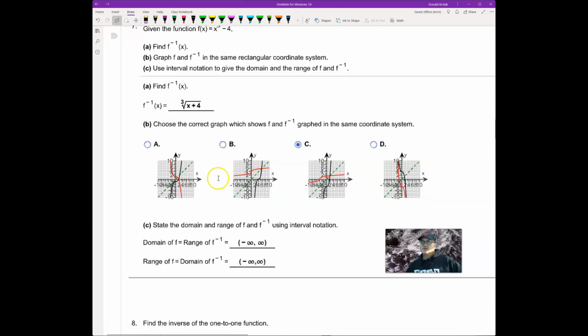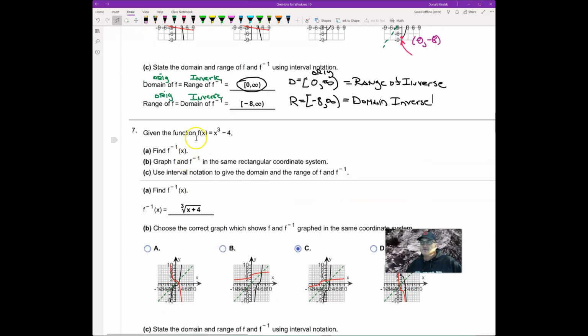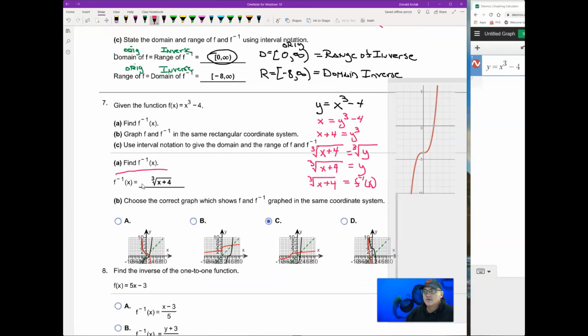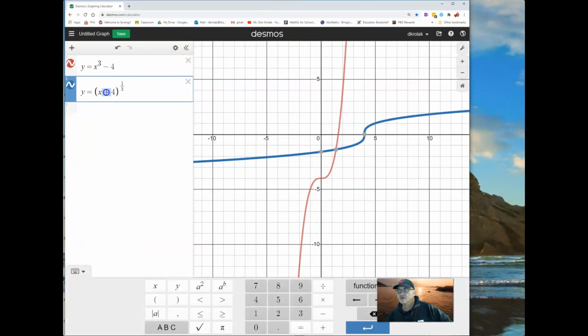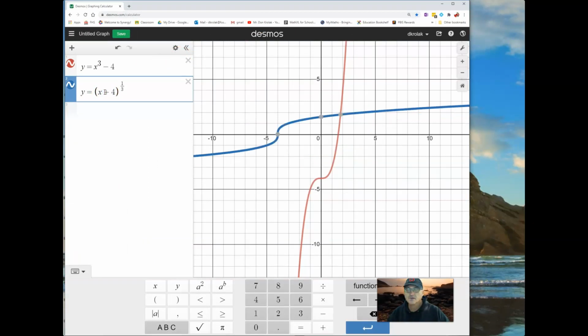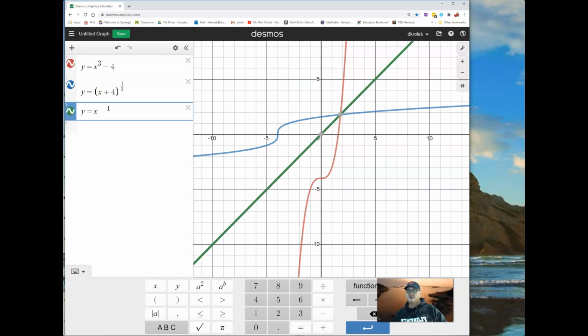All right. Number 7 is, given the function x cubed minus 4, find the inverse. So we're going to go through the same process we did in the previous problem. Okay, so here is my graph. This is the original. Now it says graph f and its inverse on the same coordinate plane. So we'll bring that over, and this was supposed to be a plus. So there's our graph, and you can see that that is symmetric with respect to the line y equals x.